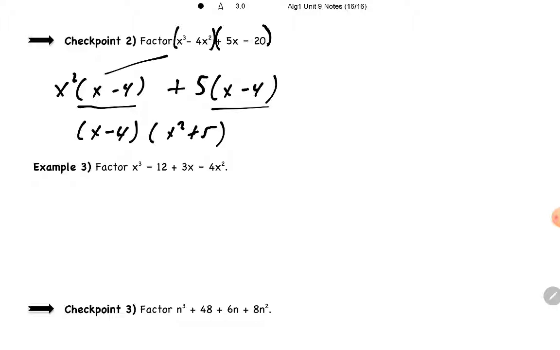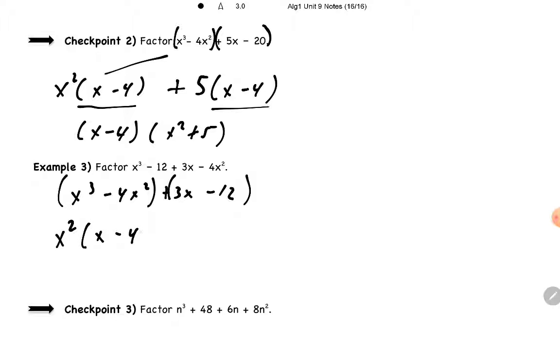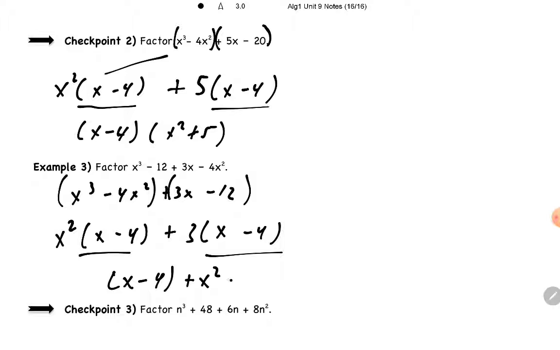Okay, example 3. Make sure you put things in order before you start grouping. So x cubed minus 4x squared plus 3x minus 12. Now that it's in order, I can group these guys. These both share x squared. And these ones share a factor of 3. Now they share x minus 4's. And we're done.